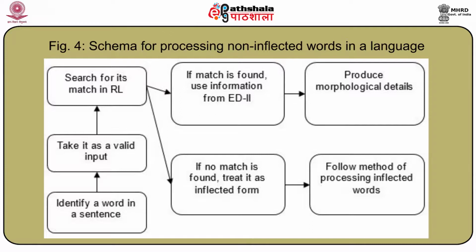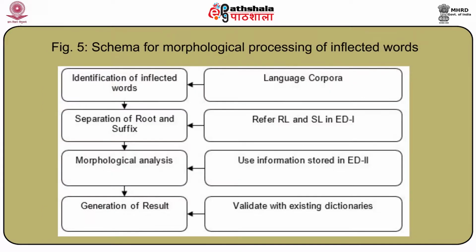If no match is found in the root lexicon for the word, it follows the method of processing that we generally apply for inflected words. So first a search is carried out to identify whether the word is an inflected one or a non-inflected one. The machine will first provide morphological information that this word is an inflected one or a non-inflected one. If it is a non-inflected one, it stops here. If it is an inflected one, it proceeds further. In cases of inflected words, it has a long path. First, it identifies an inflected word from the corpus.